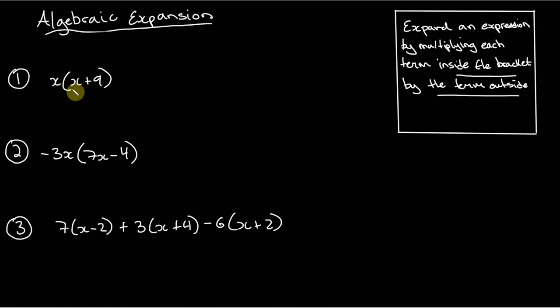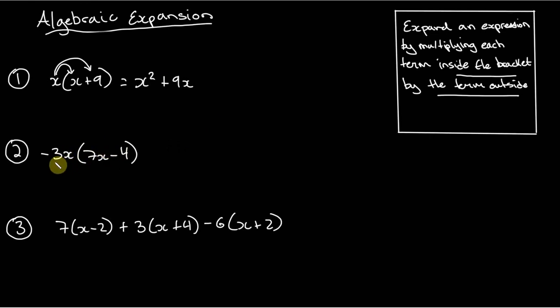So in this case, we have x times x plus 9. We're distributing this x outside the brackets. So x times x is x squared, because this amounts to x to the power of 1 plus 1. We don't really need to write that out. So x times x is x squared, and then x times 9 is going to be plus 9x. That's quite a simple one, but let's do something a little bit different.